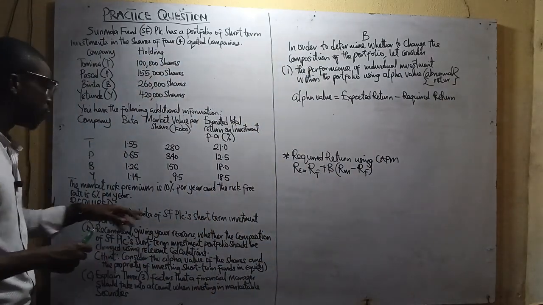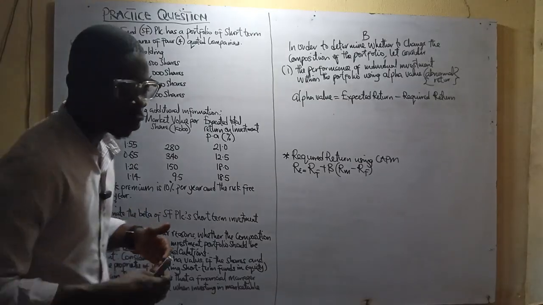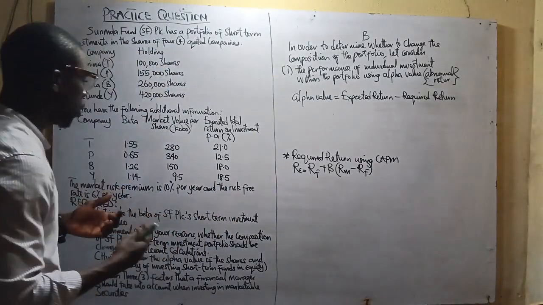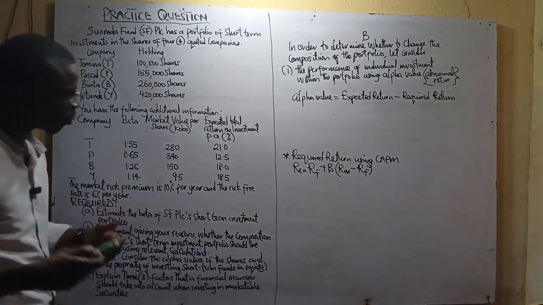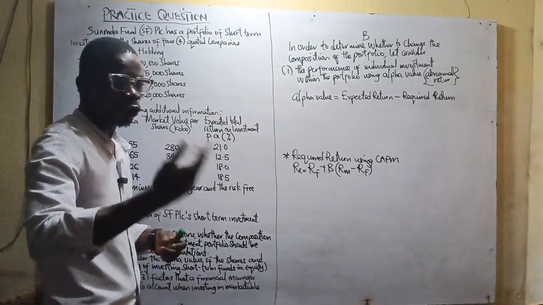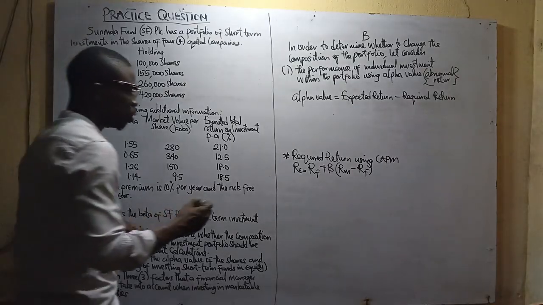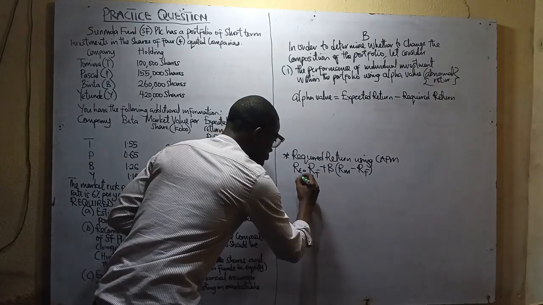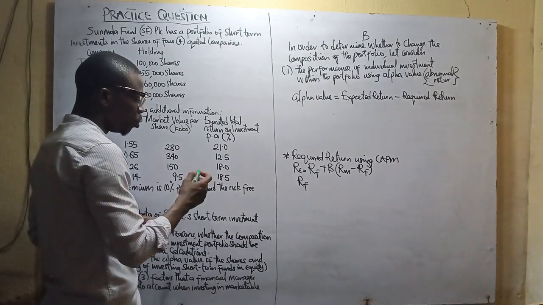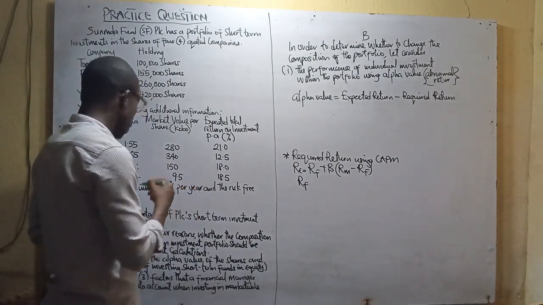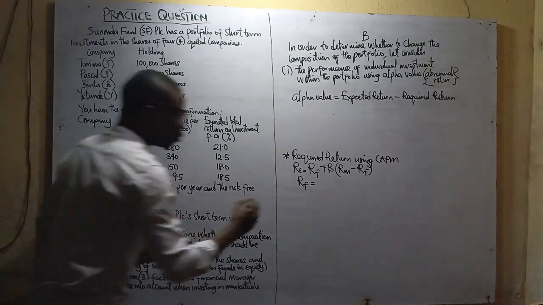Now, in this question, the return of our risk-free investment, which can also be called the risk-free rate, was given as what? As 6%. You can see that it's given in the question as 6%.